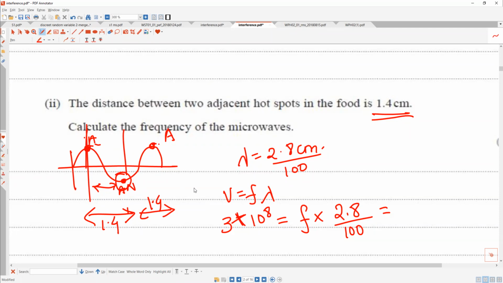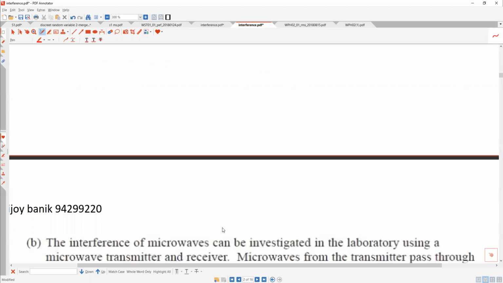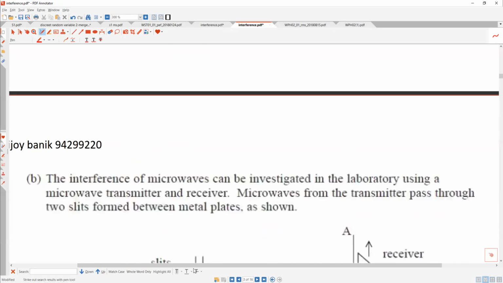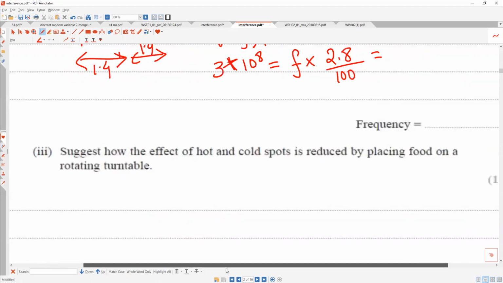Yes. Okay. So let me go to the next one. Next question. Suggest how the effect of hot and cold spots is reduced by placing the food on a rotating turntable. Rotating the food means the hot and cold spot problem goes away. It's not going to be a problem anymore, everywhere it is hot now. Why?